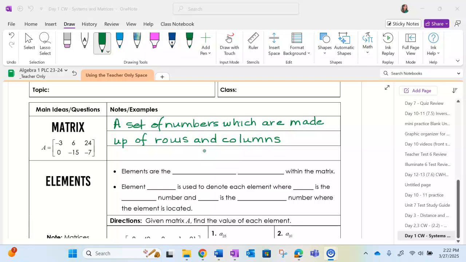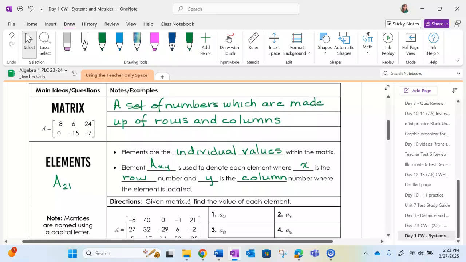All right, elements. Elements are the individual values that are inside of a matrix. Individual values. They can be letters, they can be numbers. An element is usually named and has a subscript. Okay? So for example, it might look like A_xy. The x is the row number. The y is the column number.